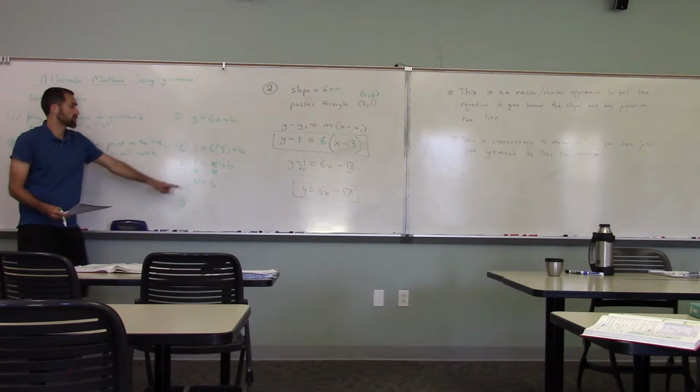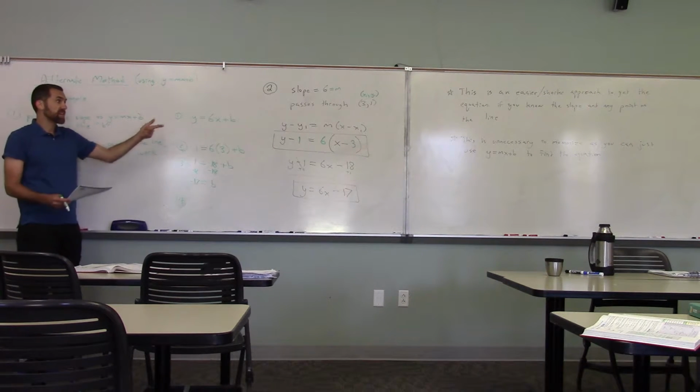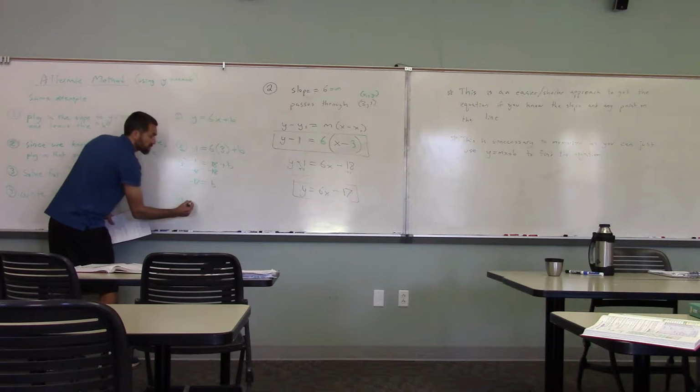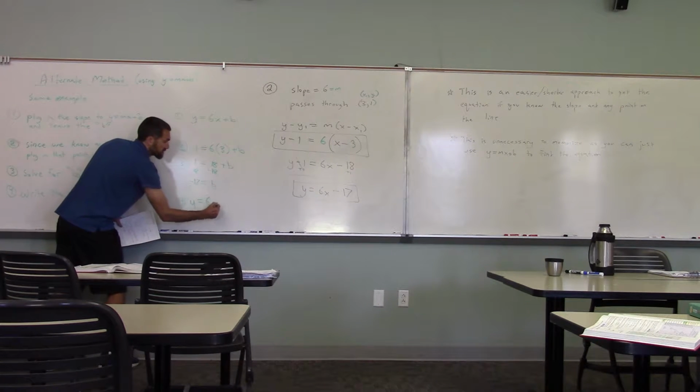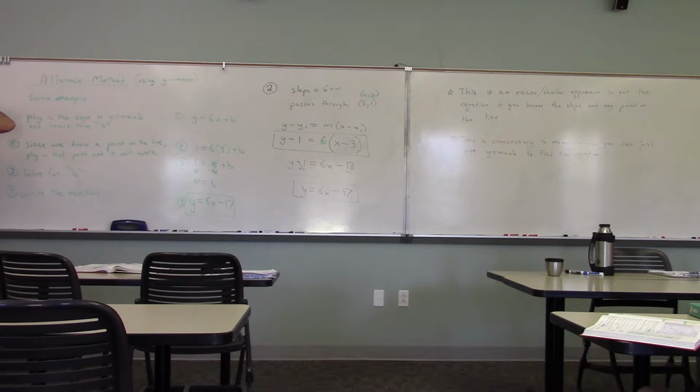So step 4 is write your answer. Too many people stop there and say b is negative 17, but that's not the answer. It asked for the equation in y equals mx plus b form. So y equals 6x minus 17. Okay? So I would always do it that way.